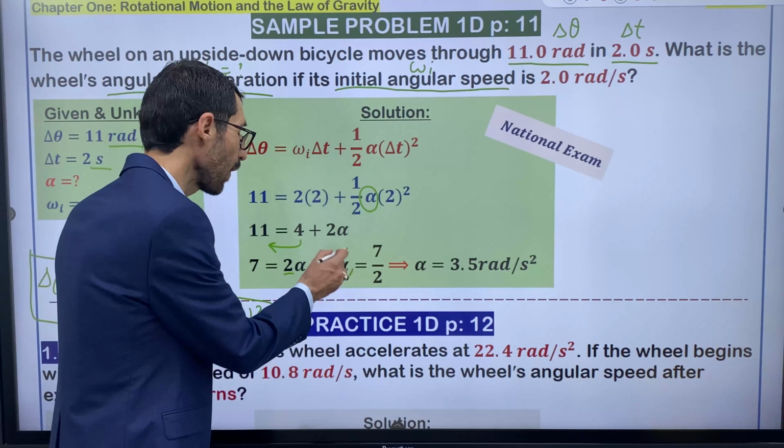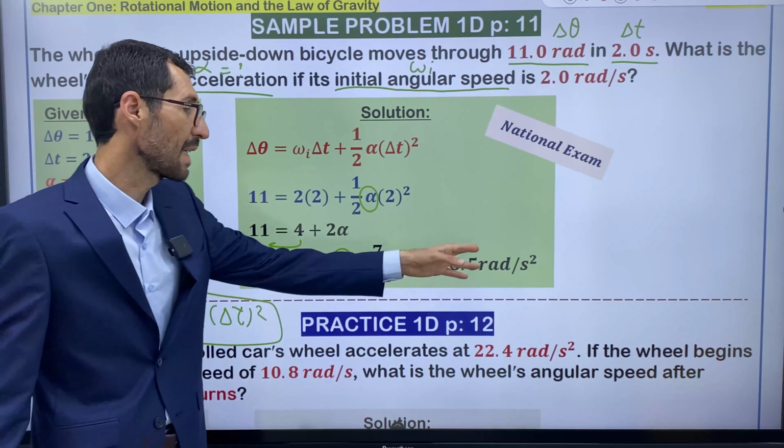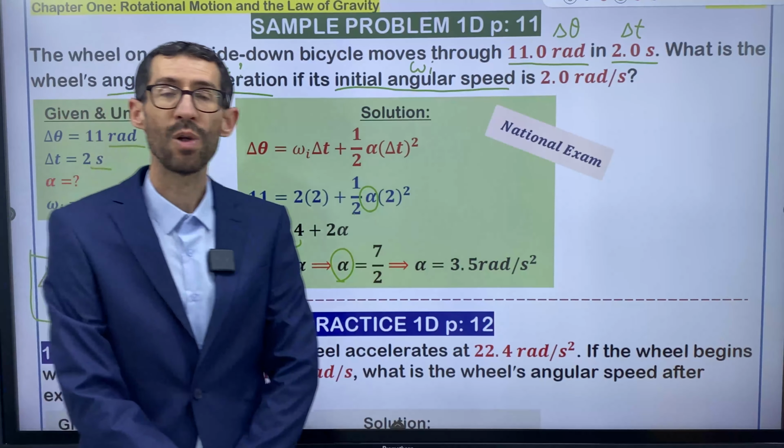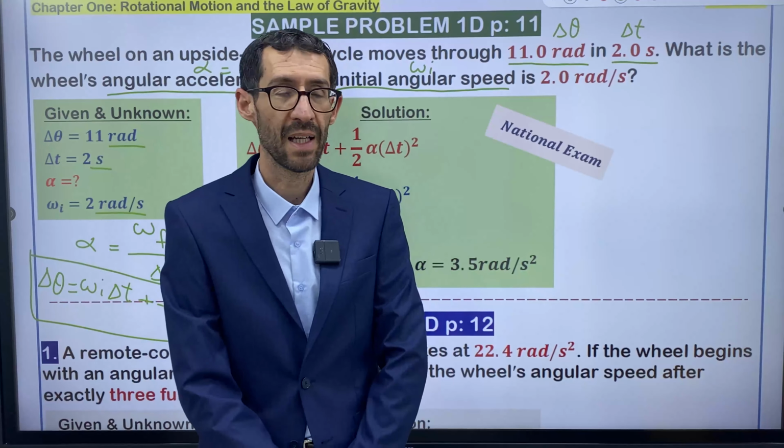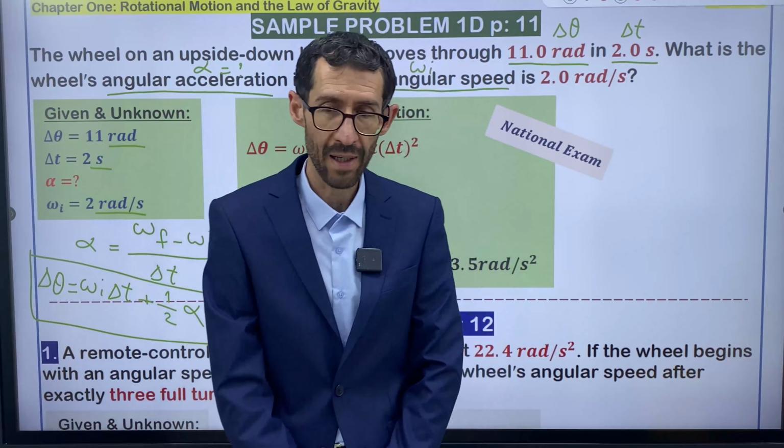So what's the unit of alpha? Rad per second squared.